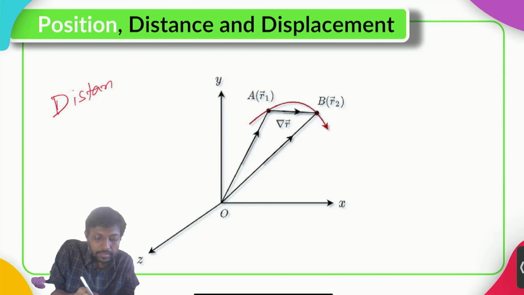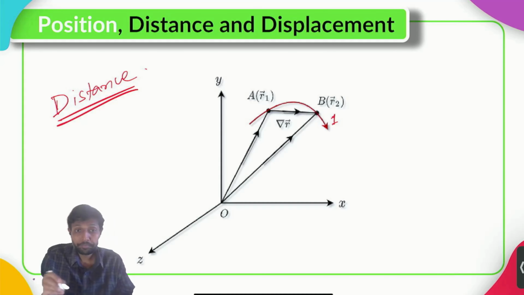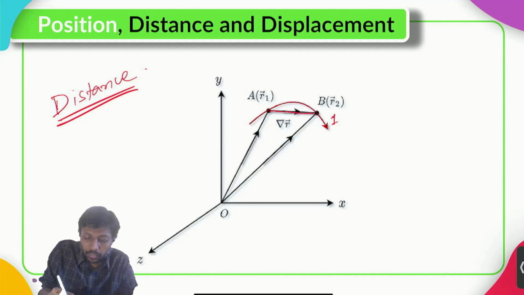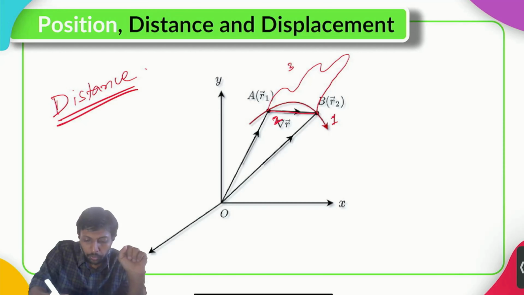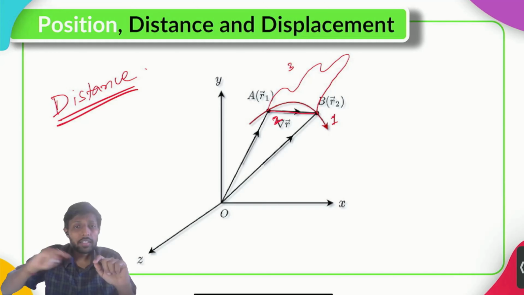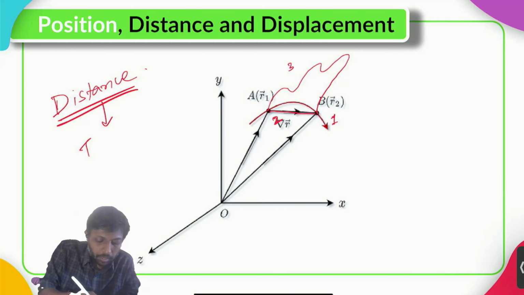What is distance? Let's say using path 1, the object moved from point A to point B. Then using this very short path, path 2, the object moved from point A to point B. Then using a third path like this, the object moved from point A to point B. In all three cases, the distance covered, or the total path length, is different. Distance is the total path length.